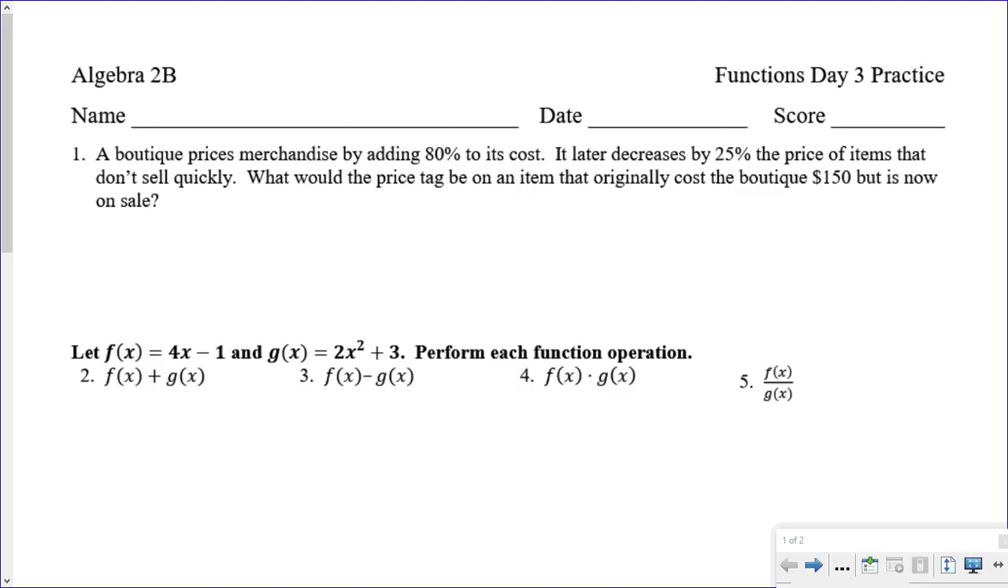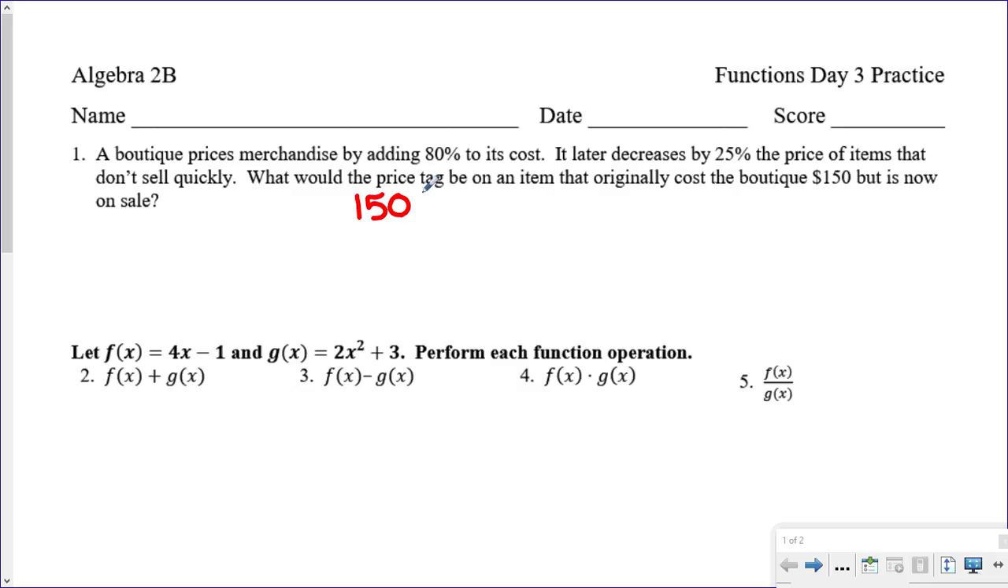Okay. So a boutique prices merchandise by adding 80% to its costs. It later decreases by 25% the price of the items that don't sell quickly. What would the price tag be on an item that originally cost the boutique $150 but is now on sale? Okay, so it cost the boutique $150. But they always mark it up and they add 80% of the cost.